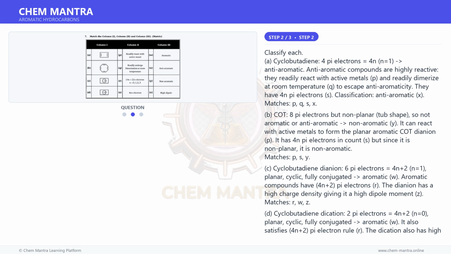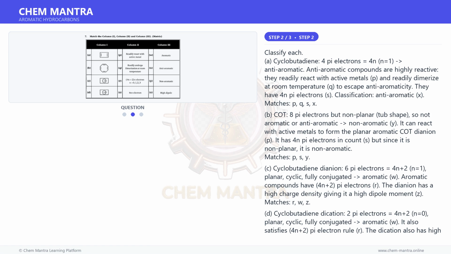Matches P, S, Y. C. Cyclobutadiene dianion, 6 pi electrons equals 4n plus 2, n equals 1, planar, cyclic, fully conjugated, aromatic, W. Aromatic compounds have 4n plus 2 pi electrons, R. The dianion has a high charge density giving it a high dipole moment, Z.